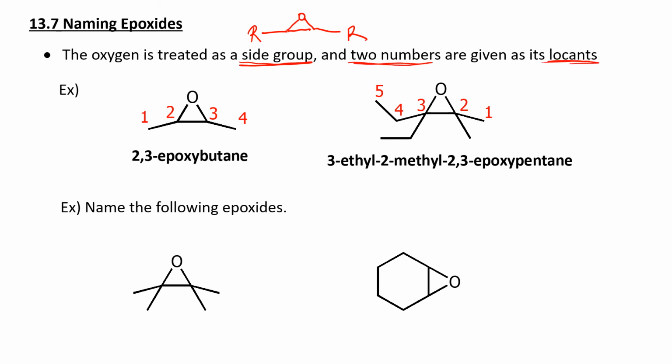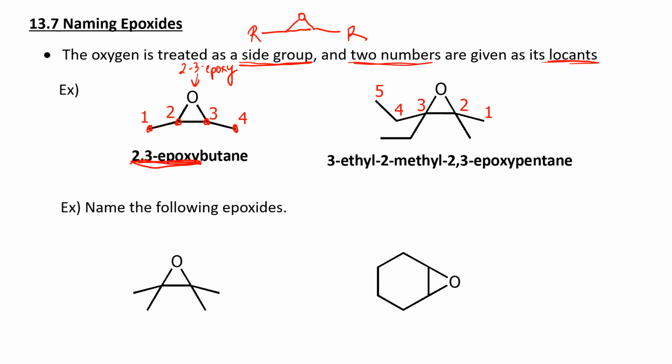So if you ignore this for just a moment and look for the parent chain, we've got 1, 2, 3, 4 carbons in our longest consecutive chain. Now if we treat that oxygen group as a side group or a substituent, we're going to call this a 2,3-epoxy group. That's the name of the substituent, the 2,3-epoxy, and then the parent chain was butane.